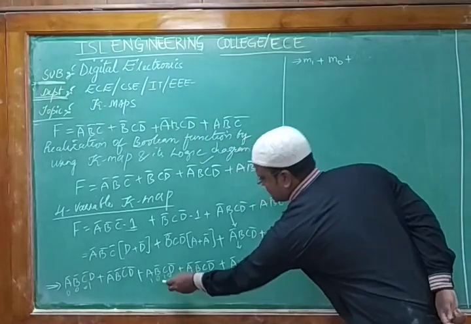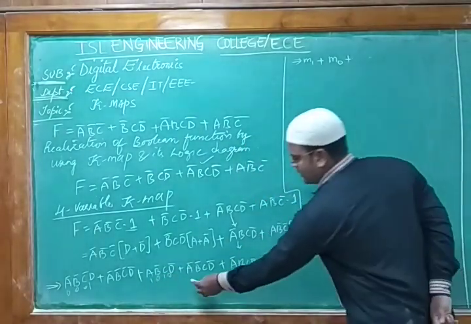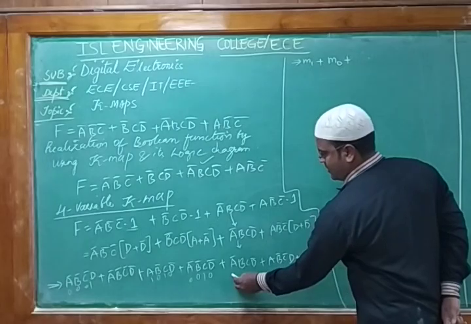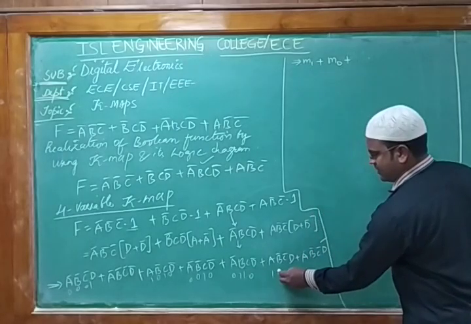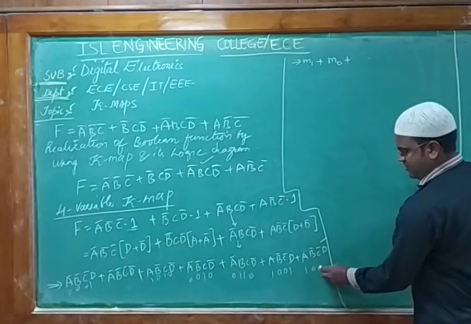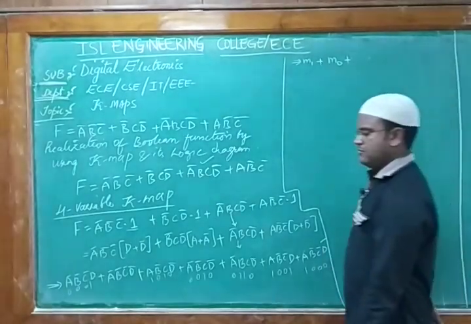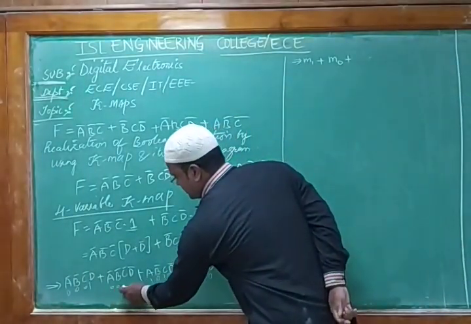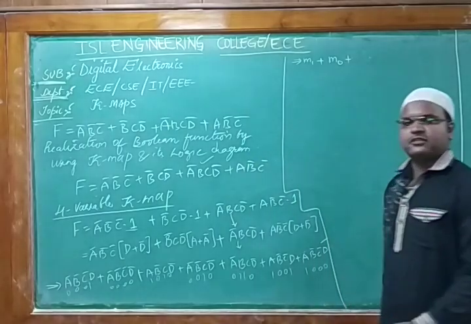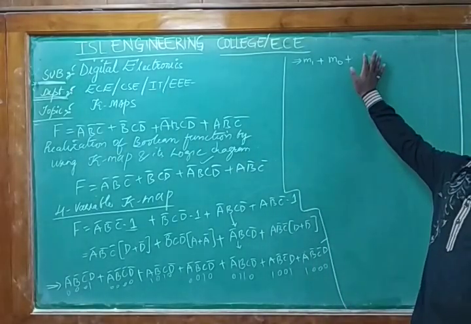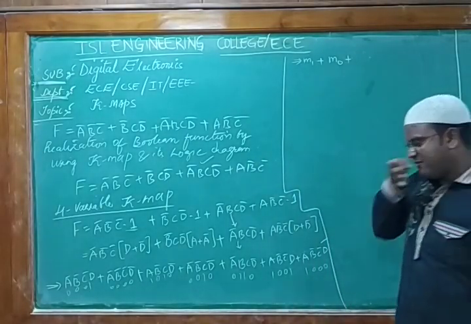What is the value? 1, 0, 1, 0. So what is this value? 0, 0, 1, 0. This is 0, 1, 1, 0. So 1, 0, 0, 1. This is 1, 0, 0, 0. So like this. All complement means all are zeros. So we know its respective min term. So that min term we are mentioning. What is the next term we can write for this?